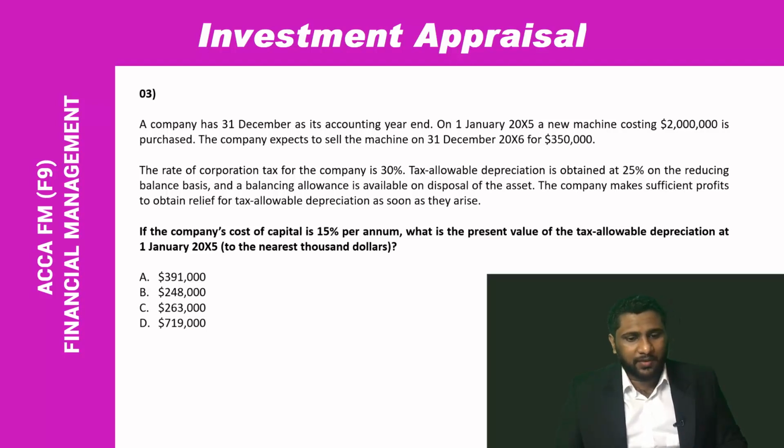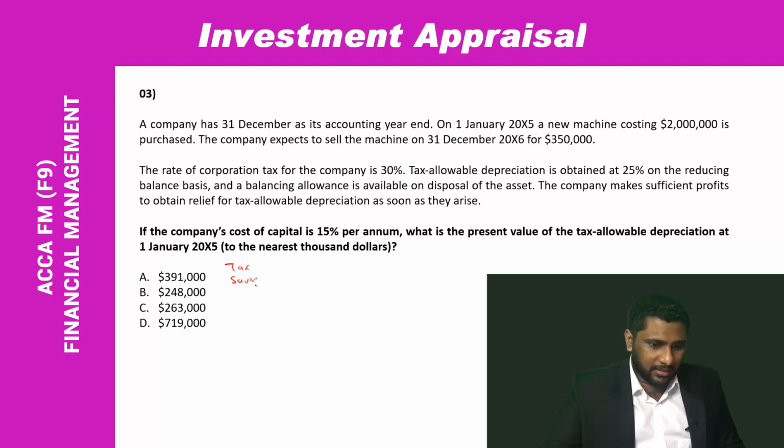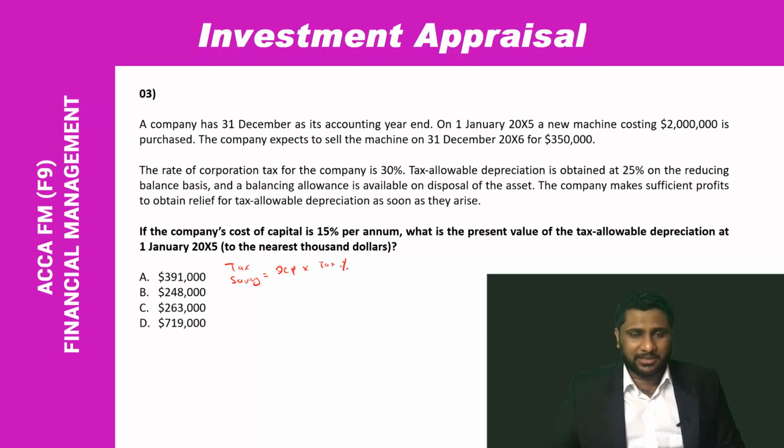If the company's cost of capital is 15%, what is the present value of tax allowable depreciation? So they are asking you to calculate the present value. Which element will affect the present value? You have to understand the tax saving. So how to calculate the tax saving? Tax saving equals your depreciation multiplied by the tax rate, or the tax percentage.